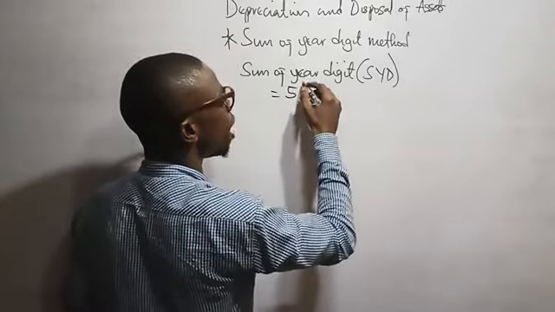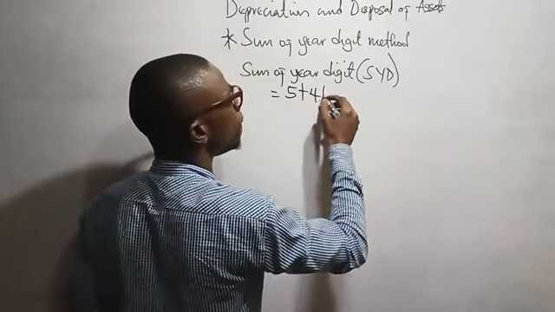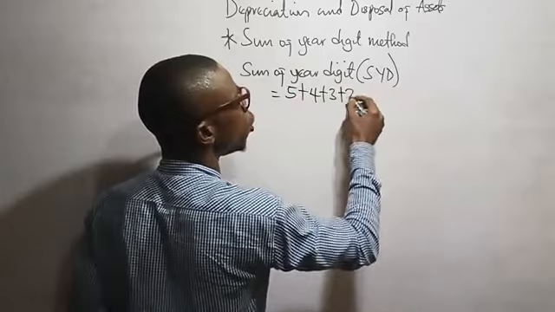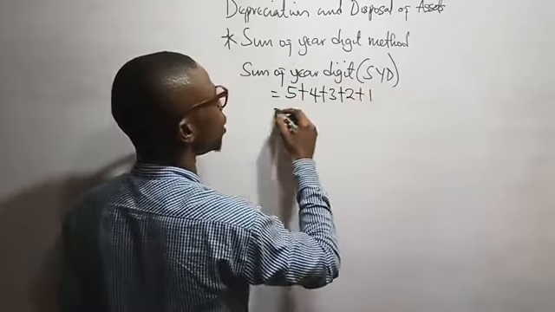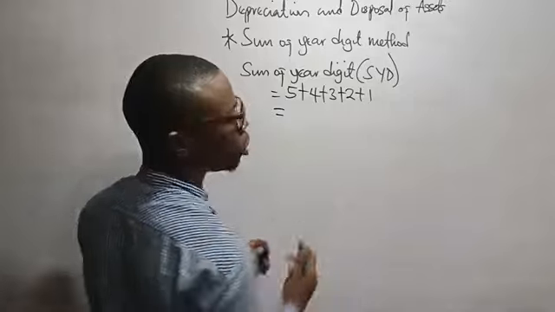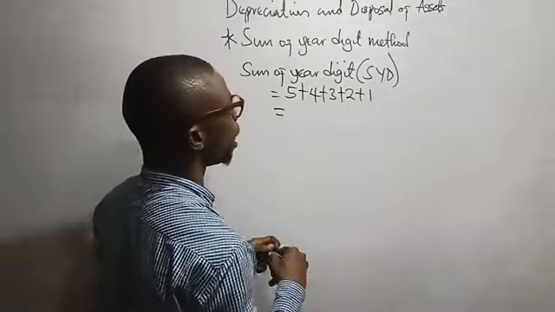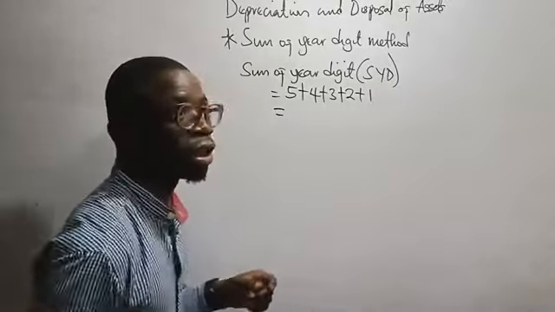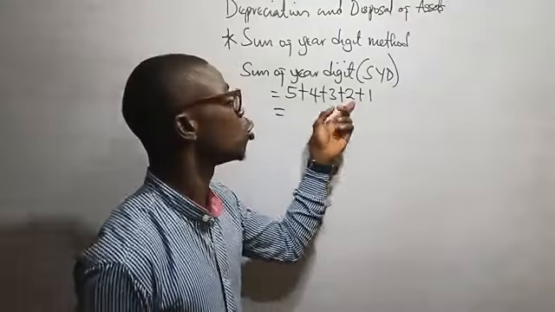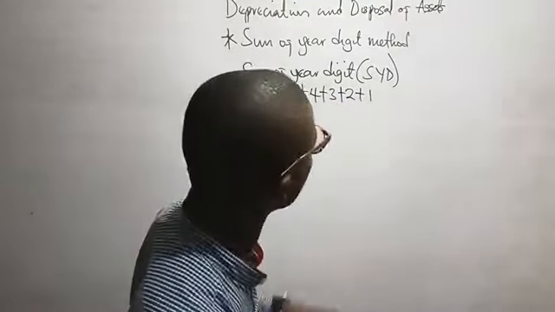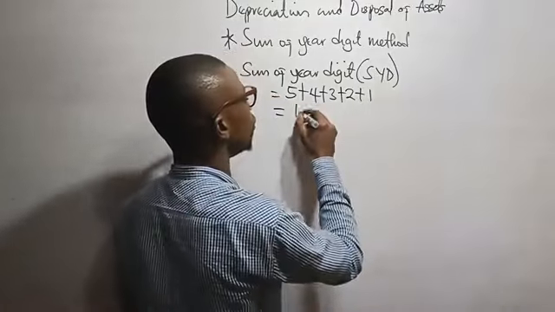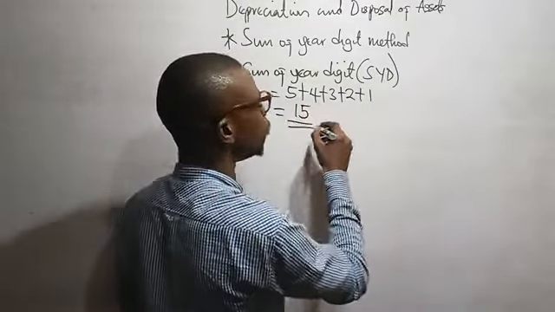5 plus 4 plus 3 plus 2 plus 1. What would that give you? 5 plus 4 is 9. 9 plus 3 is 12. 12 plus 2 is 14. 14 plus 1 is 15. That means the sum of the year digits is 15.